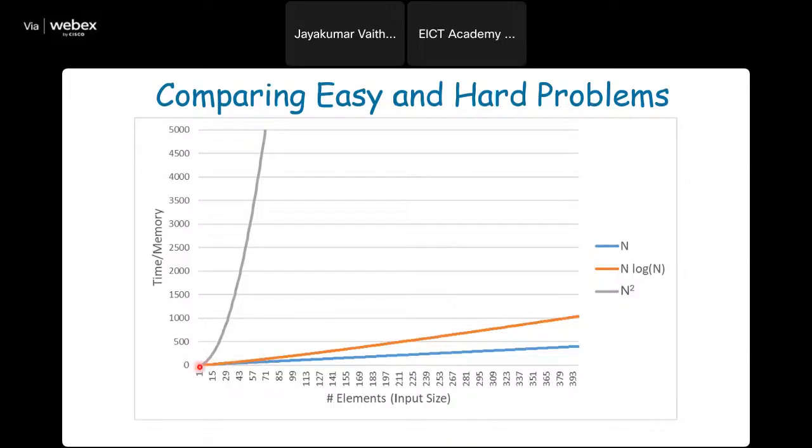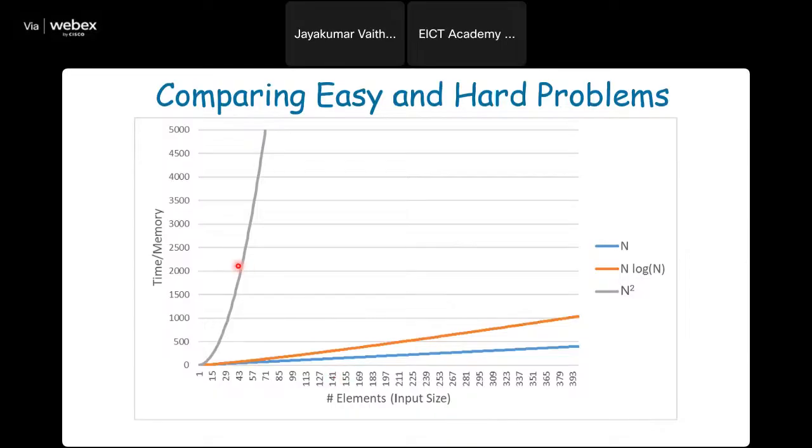So initially there is not much difference in input 1, but if you gradually see, if you increase to 15, so n square goes somewhere else. Okay, log and linear will go next to each other, but you can see the difference at 71. So whenever you increase input size, then you are easily able to compare whether your problem is in the easy category or hard category. Okay.